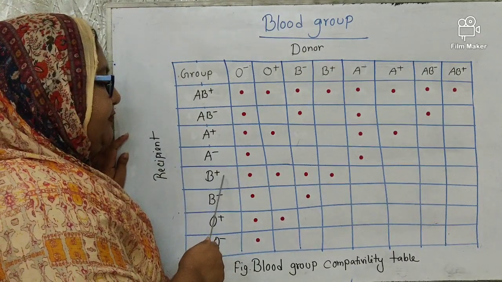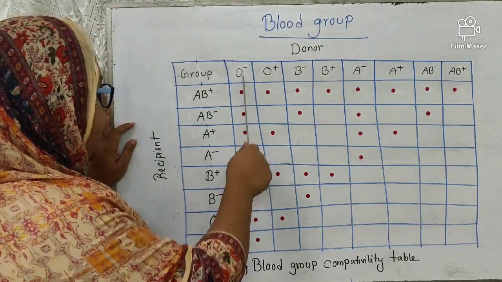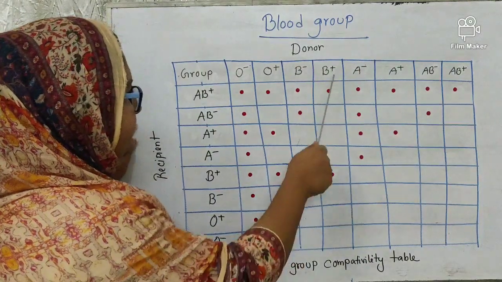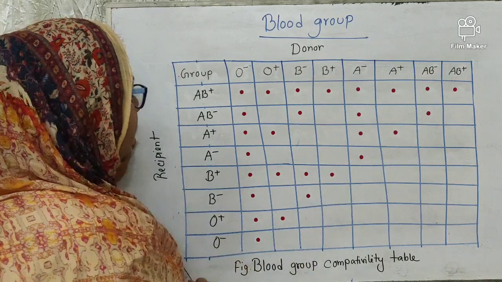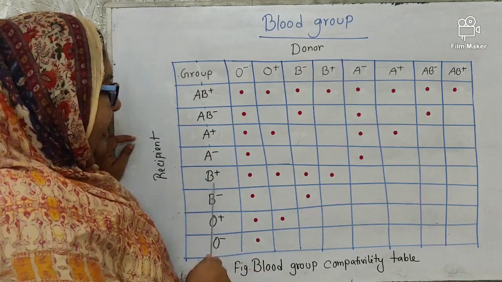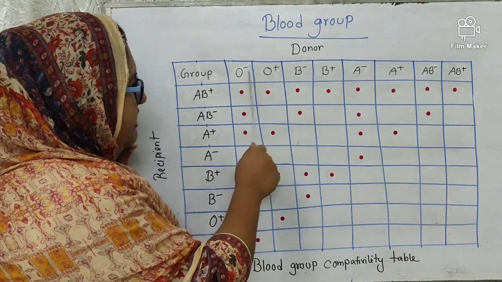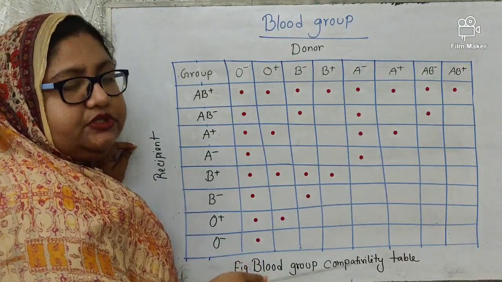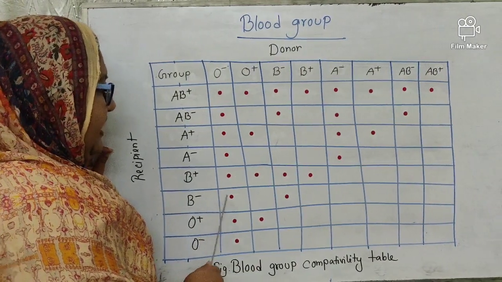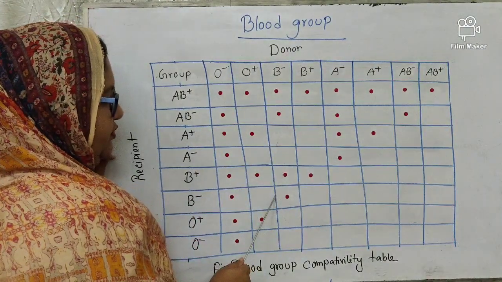Now the people of B positive blood can receive blood from O negative, O positive, B negative, B positive. Now what about the people of B negative? As I have told you, the people of negative blood group can receive only from people who have negative blood group. That means the people of B negative blood group can receive blood from O negative and from B negative blood group only.